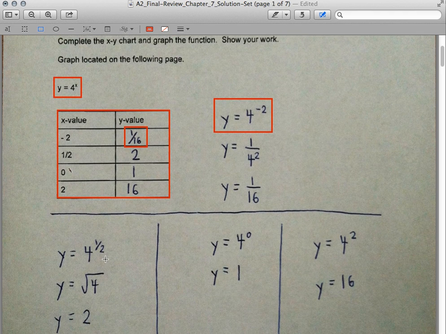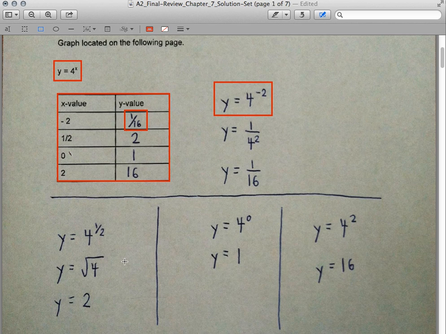4 to the 1/2 power is the same as the square root of 4. Anything to the 1/2 power is the square root of that value. So the square root of 4 is 2. 4 to the power of 0 is 1. That is our 0 exponent property. Anything to the power of 0 is 1. And of course, 4 squared is 16.